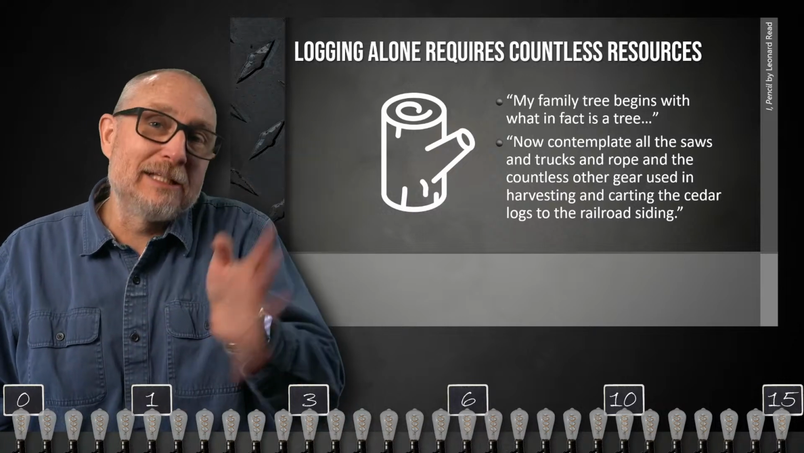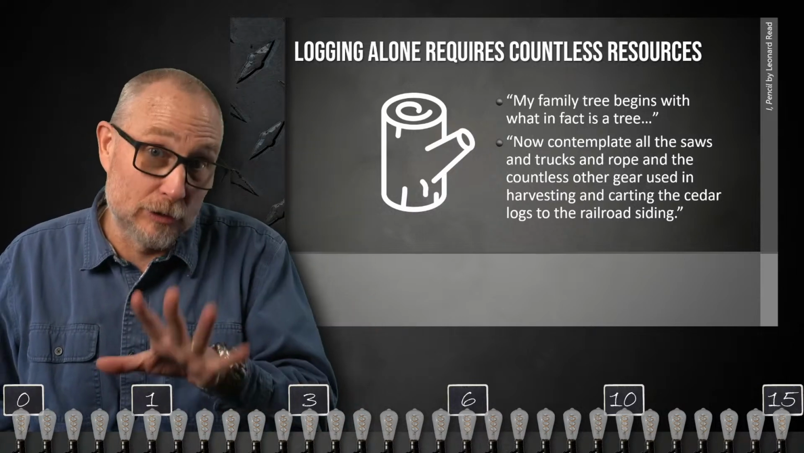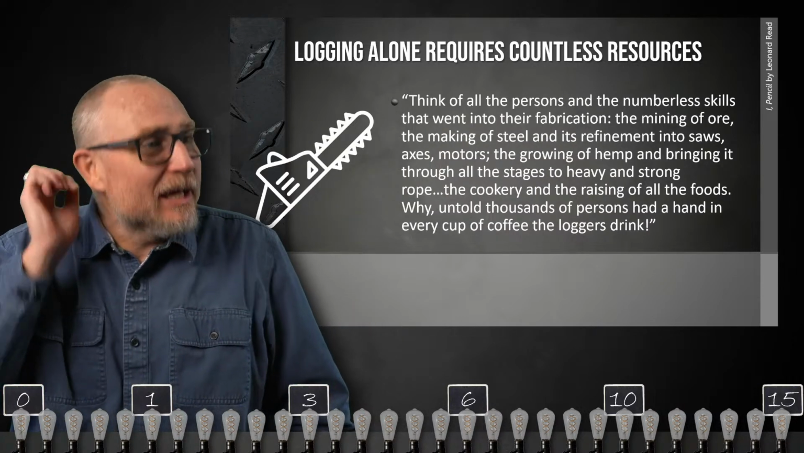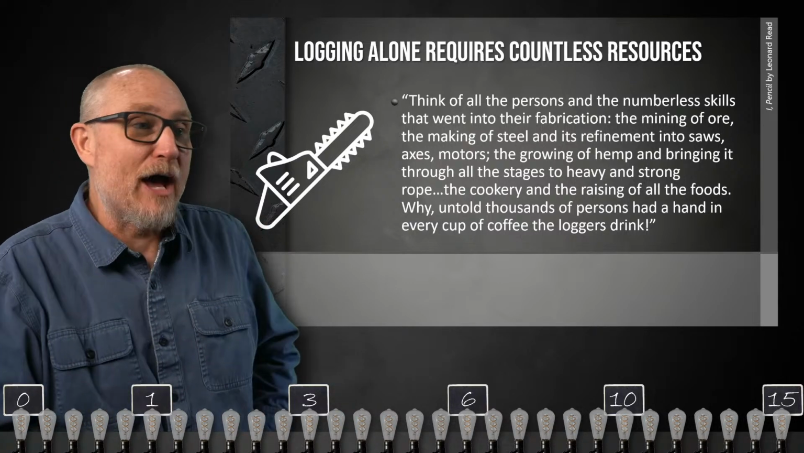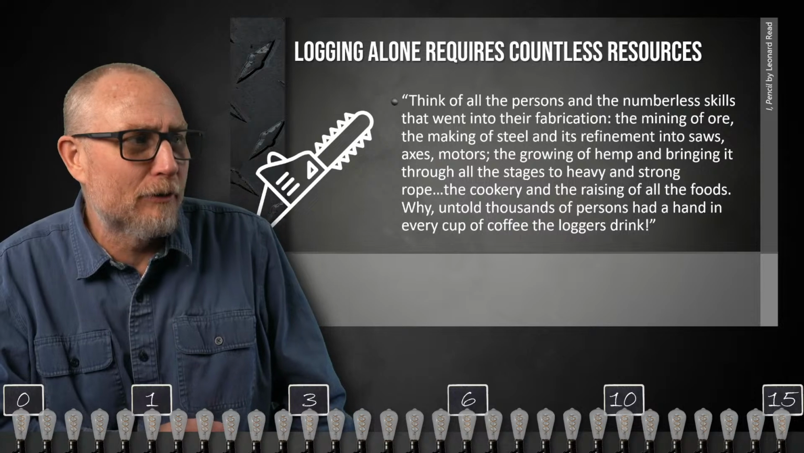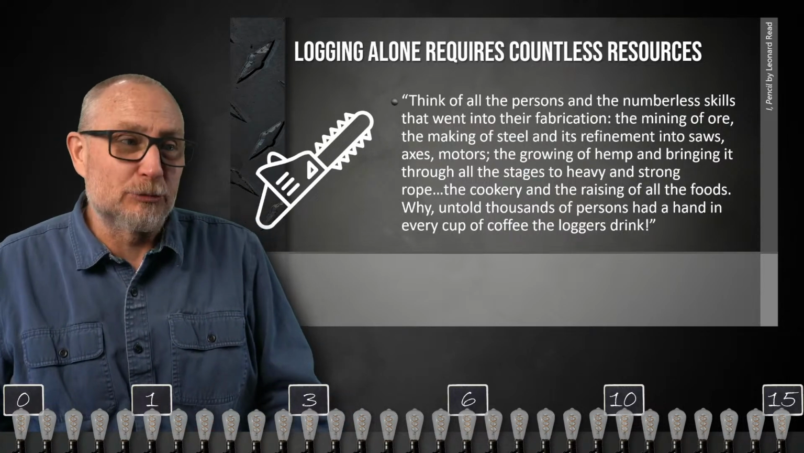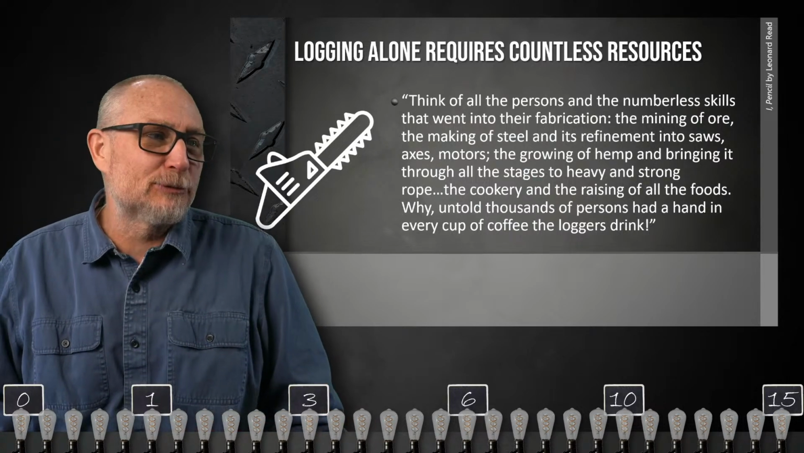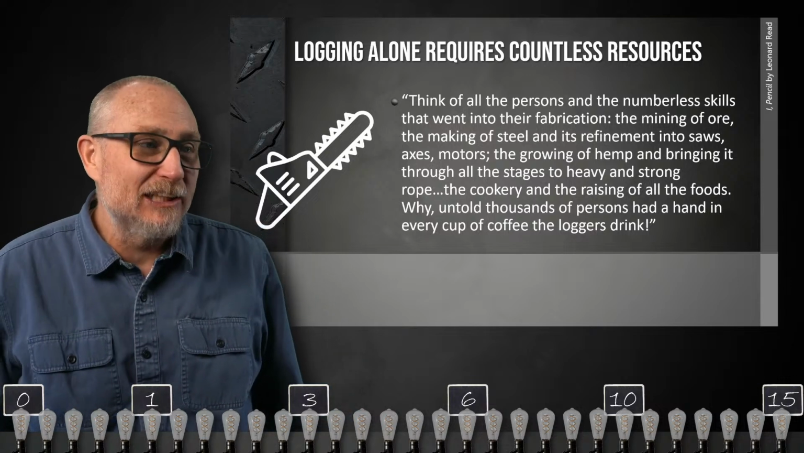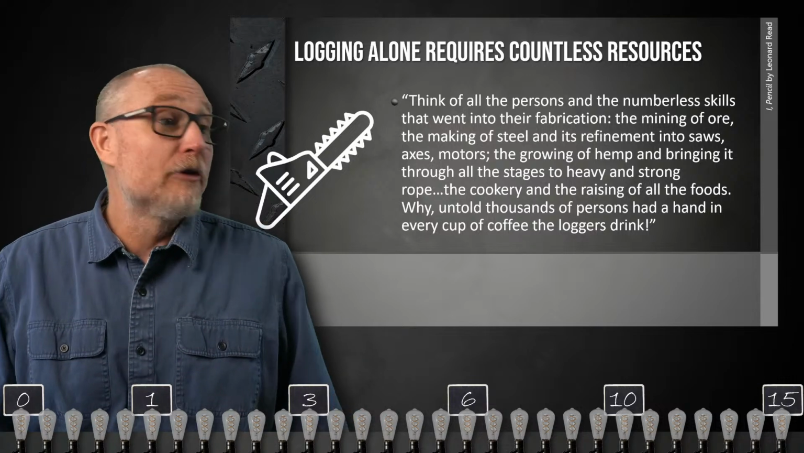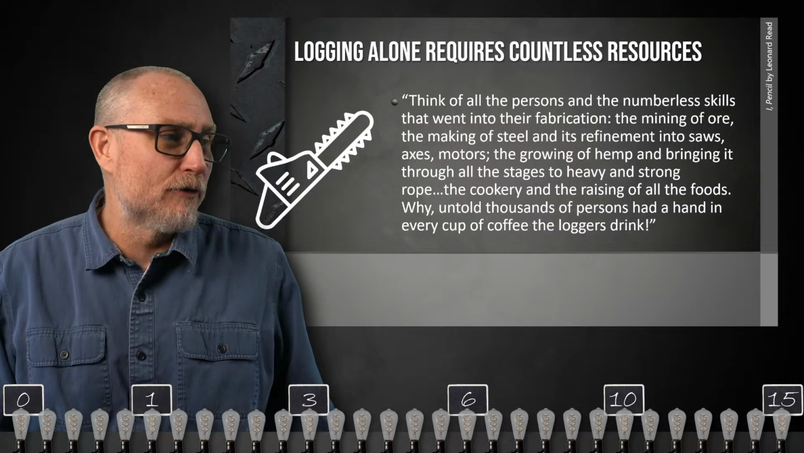Now, he kind of beats this horse, so let's start beating the horse, and I'll show you what I mean. Think of all the persons and the numberless skills that went into their fabrication, the mining of ore, the making of steel, and its refinement into saws, axes, motors, and the growing of hemp and bringing it through all the stages to heavy, strong rope, the cookery and the raising of all the foods.